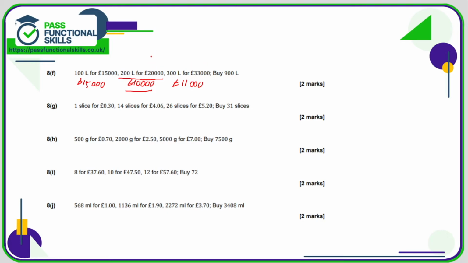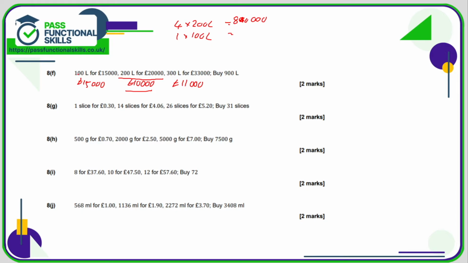So you're probably thinking, well, if I buy 4 times the 200 litres and 1 times the 100 litre, 4 times this price is 40,000, and the 100 litre is... sorry, I've got that completely wrong. 4 times this price here, 4 times 20 is £80,000 rather, and so that makes 800 litres.